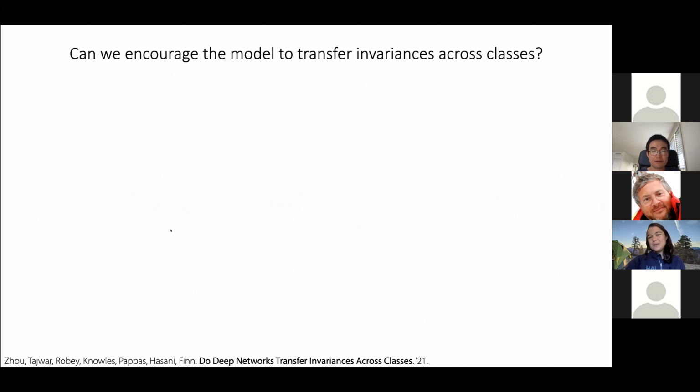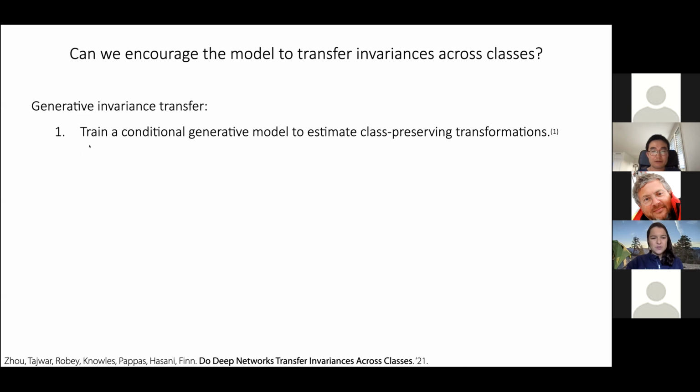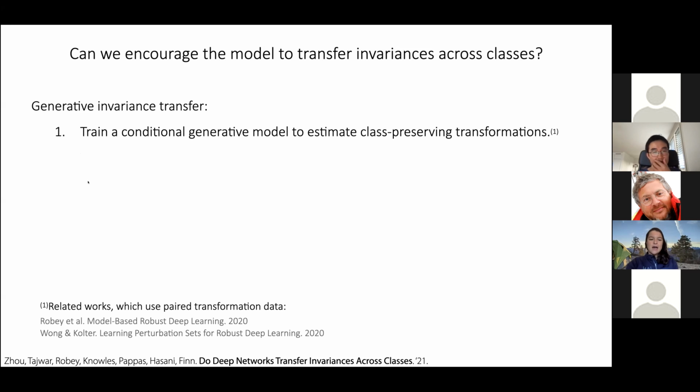Now, a natural question is, can we actually control this transfer? Can we encourage the model to transfer invariances across classes so that it does well on categories where you don't have a lot of data? So we consider a very simple approach for doing this, and it has a lot of ties with prior work. In particular, we're going to try to train a conditional generative model to estimate the transformations that preserve the class. This is similar to some previous works that also try to learn these perturbation sets.